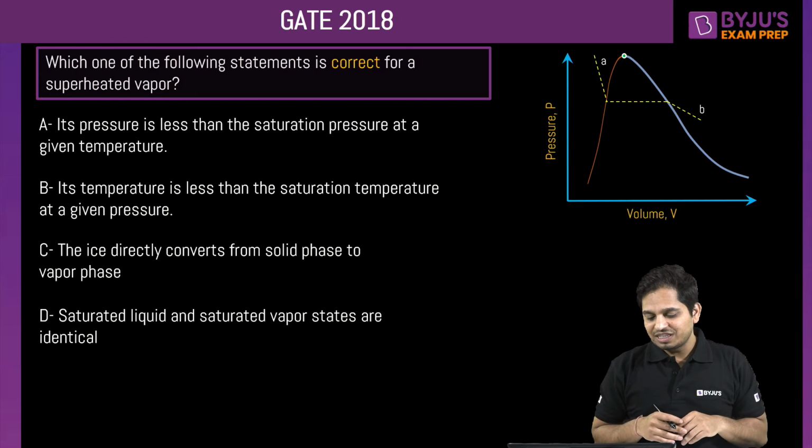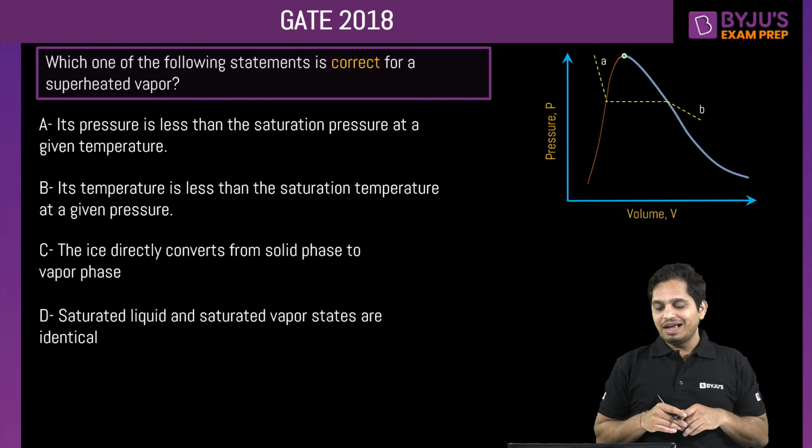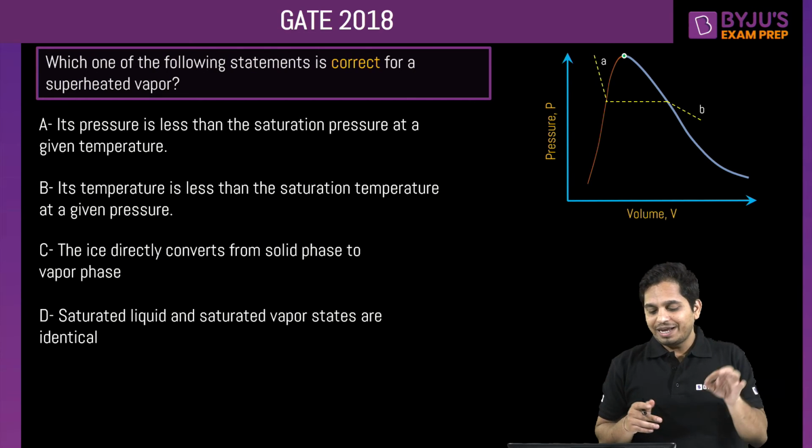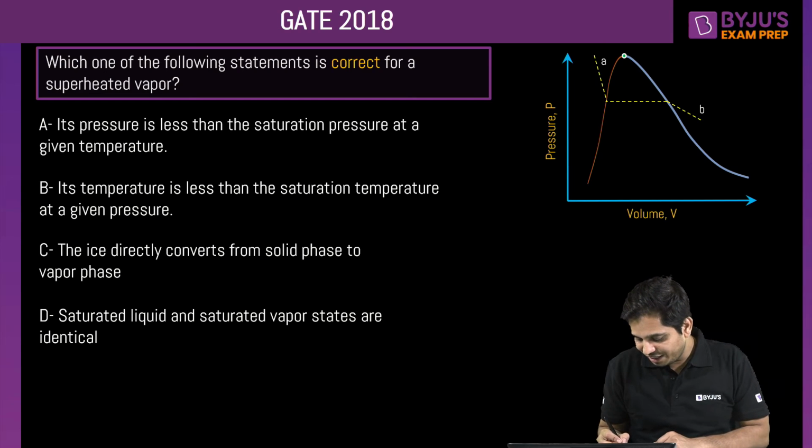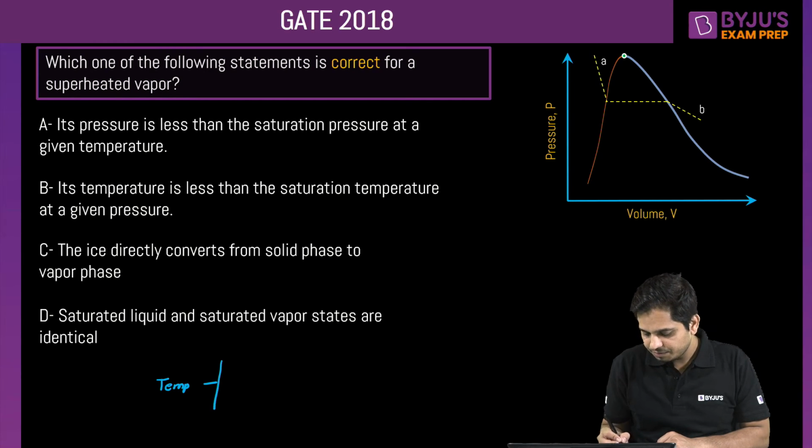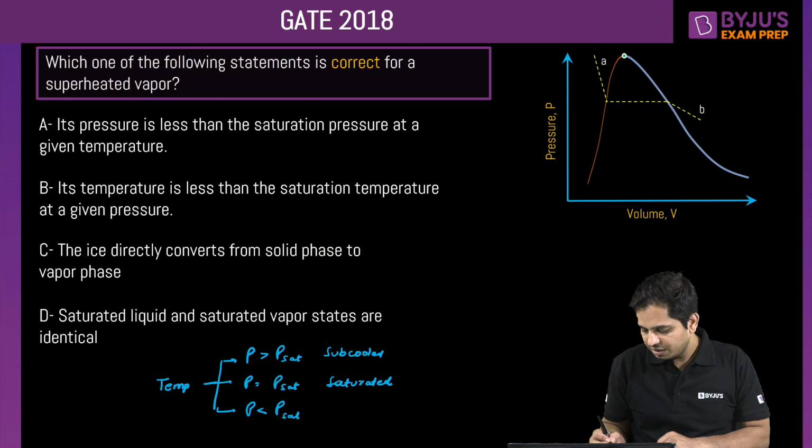So what are these things? At a given temperature, if the temperature is fixed, if P is greater than P saturation, then it is subcooled liquid. If P is equal to P saturation, it is saturated. And if P is less than P saturation, then it is superheated vapor.